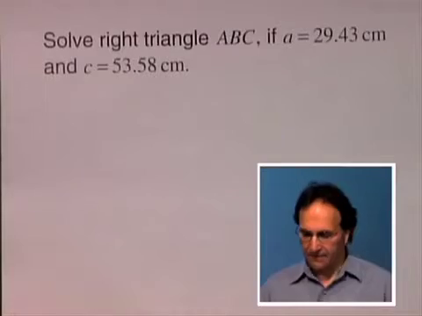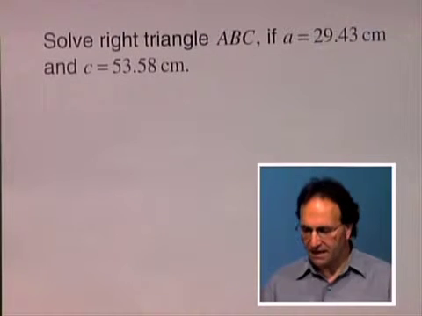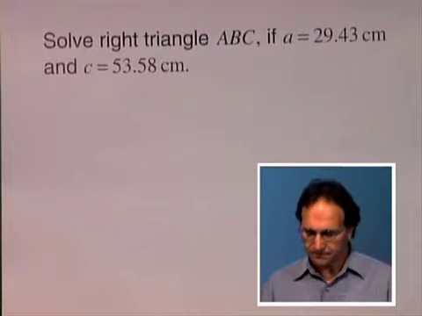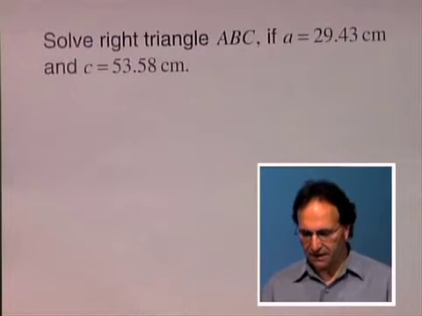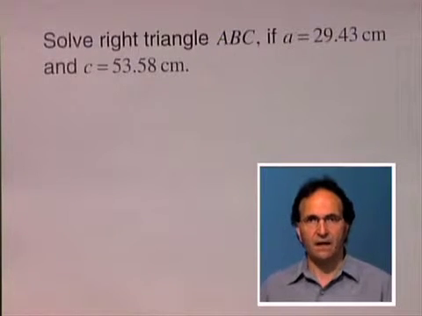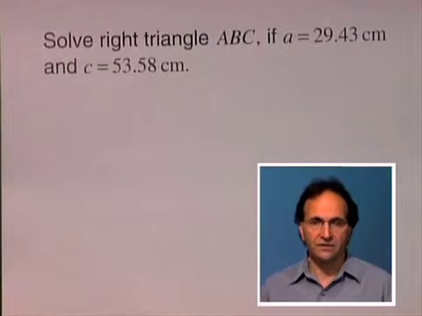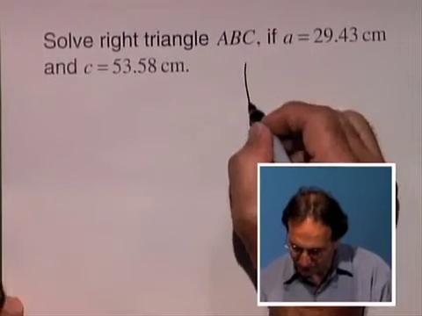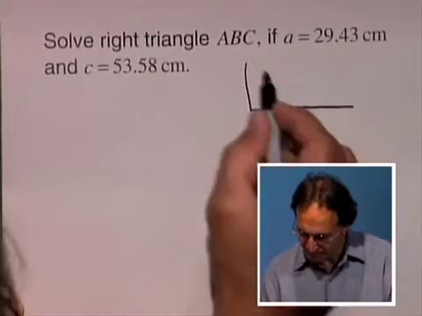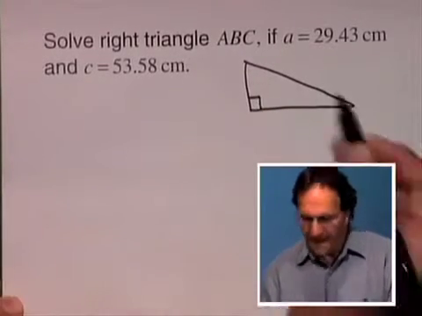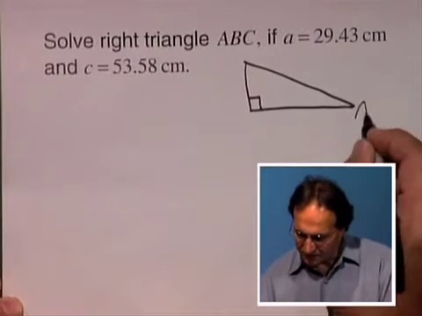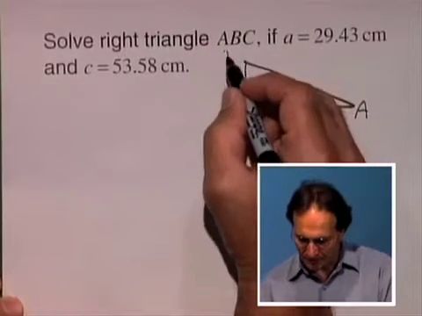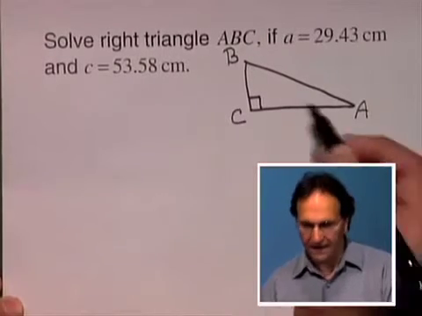In this example, we'll be solving a right triangle given 2 sides. Solve right triangle ABC if A equals 29.43 centimeters and C equals 53.58 centimeters. Let's begin this by drawing a sketch of a right triangle and enter the information. Let's call this angle A. We'll call this angle B. That, of course, is angle C.